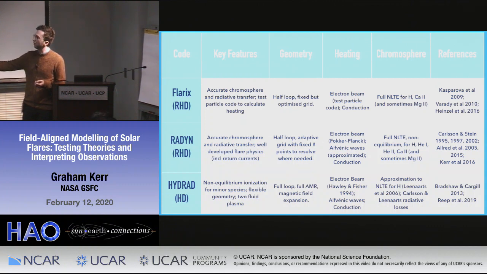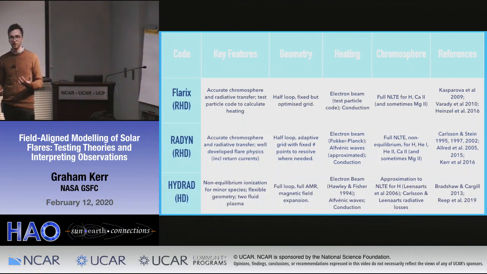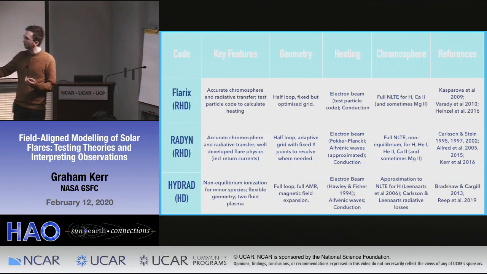Also the geometry. So we all use some sort of adaptive grid to capture shocks that form. And then the style of the heating. So we all inject electron beams, but there are different treatments of how you solve that transport problem. You can either have a test particle code, or you can use analytic approximations, or you can do what we do with RADYN, which is the code that I'm most familiar with when I do my research. You can solve the full Fokker-Planck treatment, including transport effects as the beams propagate from the corona down to the chromosphere.